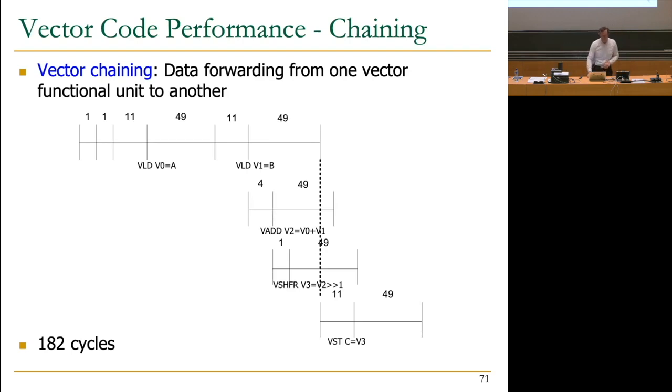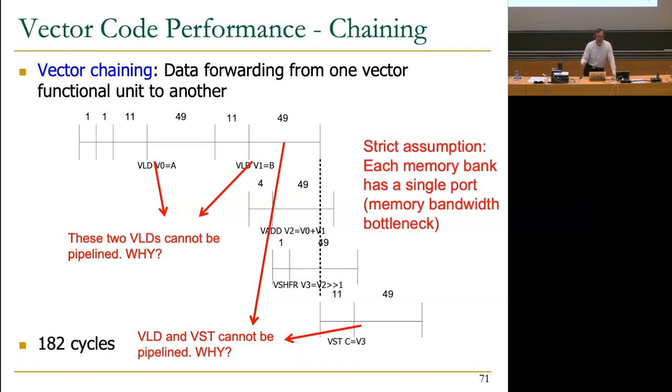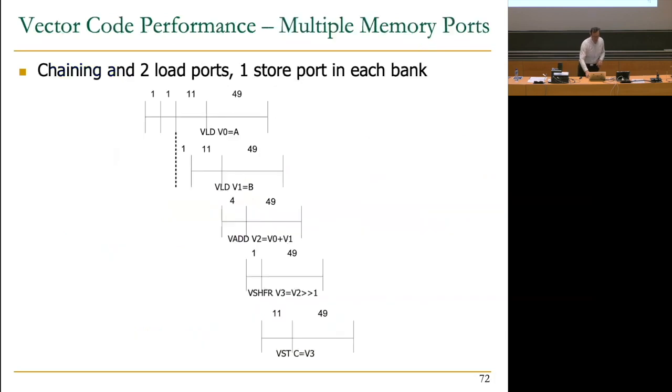Okay, not bad. Now let's tackle the memory system elements. So we could not parallelize this load and this load, and deficiencies in our memory system actually caused us to wait in the store. So these two loads cannot be pipelined, and this load and store cannot be pipelined. Essentially, we don't have enough ports in the memory system for this. Basically, each memory bank has a single port. That was our strict assumption. And this led to the memory bandwidth bottleneck. And we assume that this port is shared by read and write.